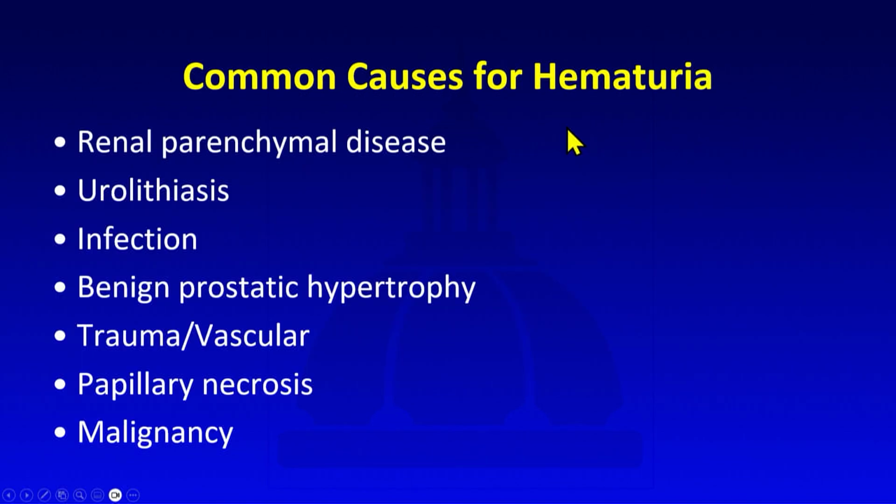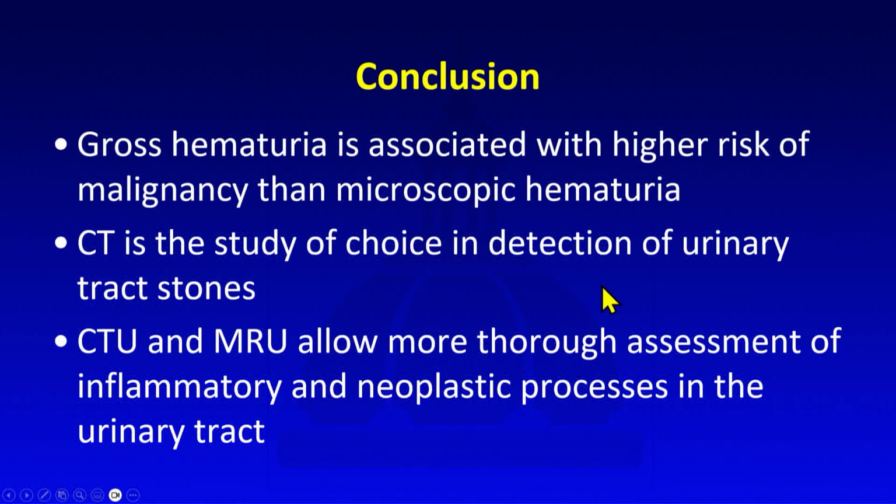In summary, we've gone through these common causes for hematuria, not talking about the renal parenchymal disease, but all these different things that can cause hematuria. In conclusion, gross hematuria is associated with higher risk of malignancy than microscopic hematuria, and CT is the study of choice in the detection of urinary tract stones. CTU and MRU allow for more thorough assessment of inflammatory and neoplastic processes in the urinary tract, and they are the exam of choice in patients presenting with gross hematuria or patients who are at high risk.